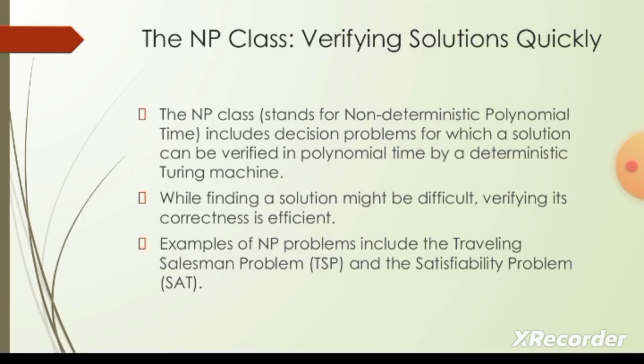So, NP class represents problems where it's easy to check if a proposed solution is correct, but finding a solution yourself might be computationally expensive. Imagine finding the shortest route for the salesperson visiting a set of cities. Checking if a proposed route works is easy, but finding the optimal route can be challenging.